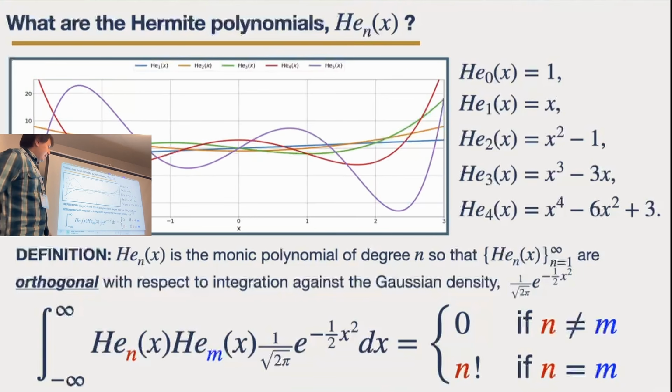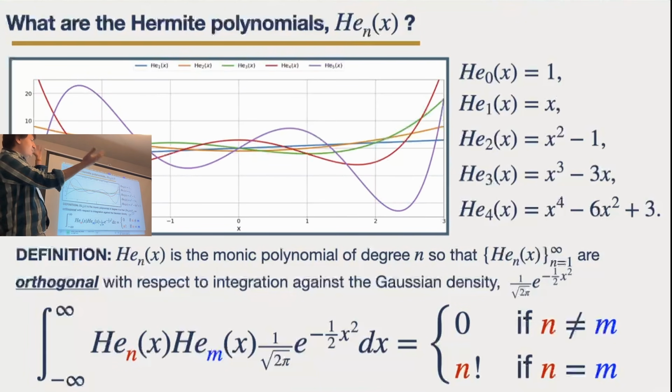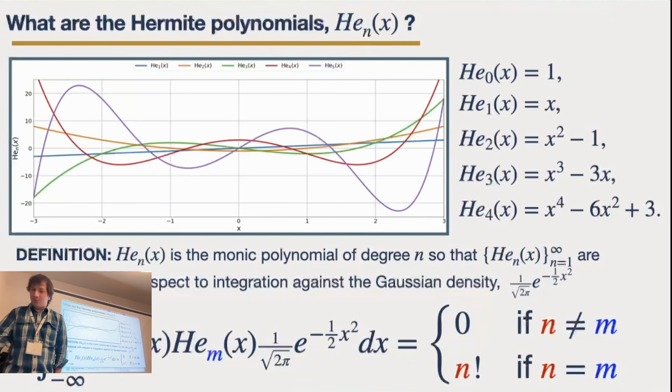So they satisfy this equation. If you integrate the nth one with the mth one, you should get 0 if n is not equal to m. It turns out you get n factorial if n equals m. Hopefully, if I have time at the end of the talk, I'll explain why it's n factorial and not some other number. But this is the definition. You want them to be 0 if n is not equal to m. You could get them by Gram-Schmidt on this set of polynomials. That's what they are.